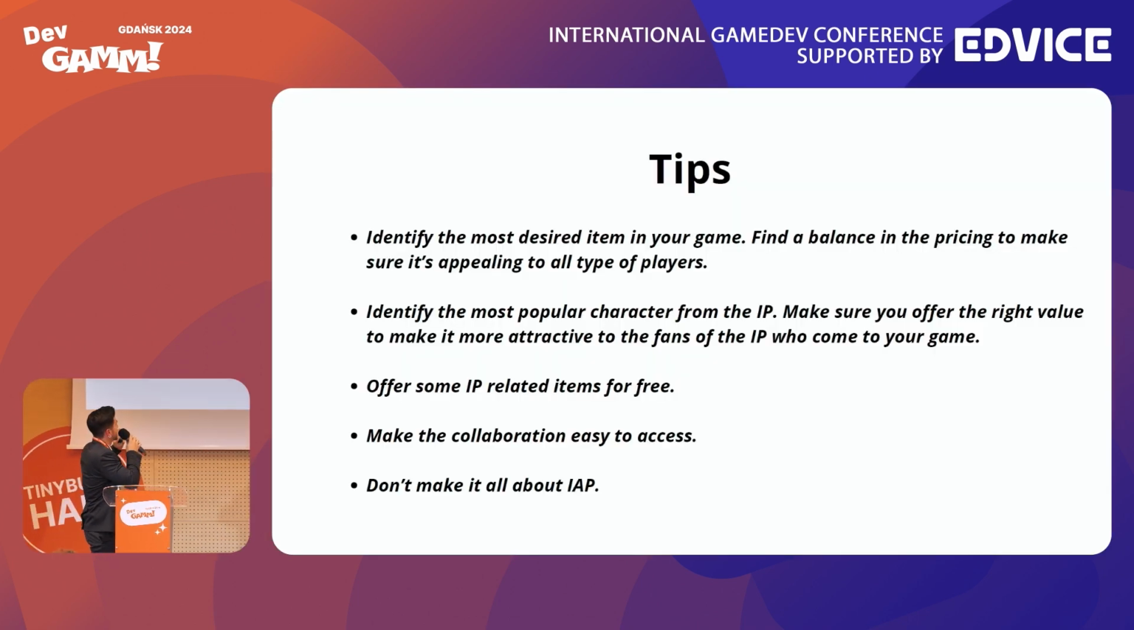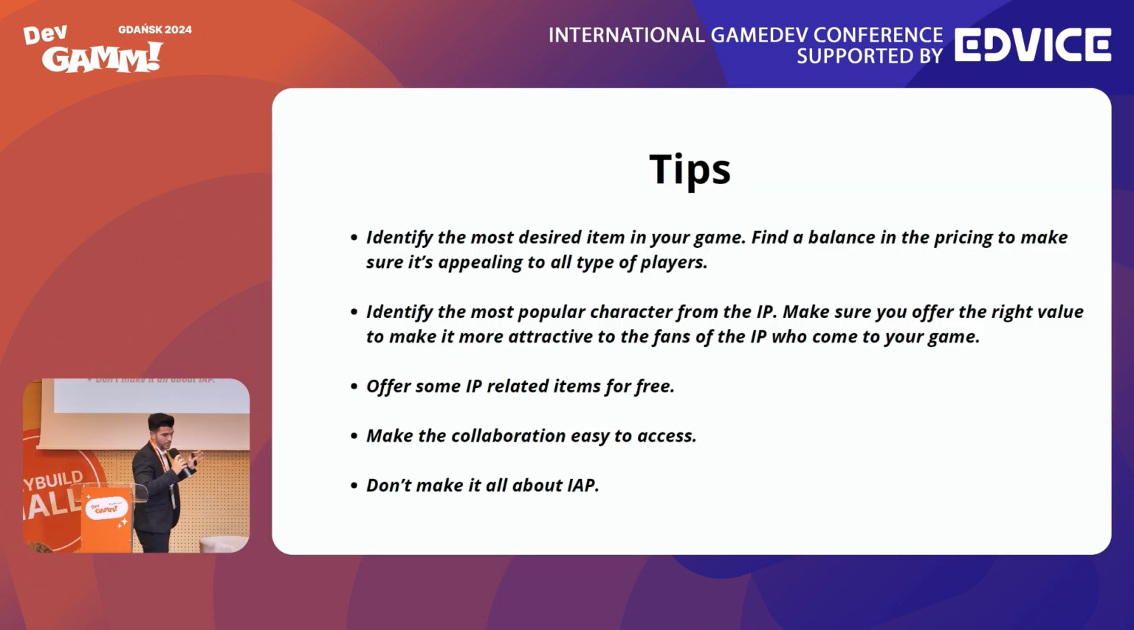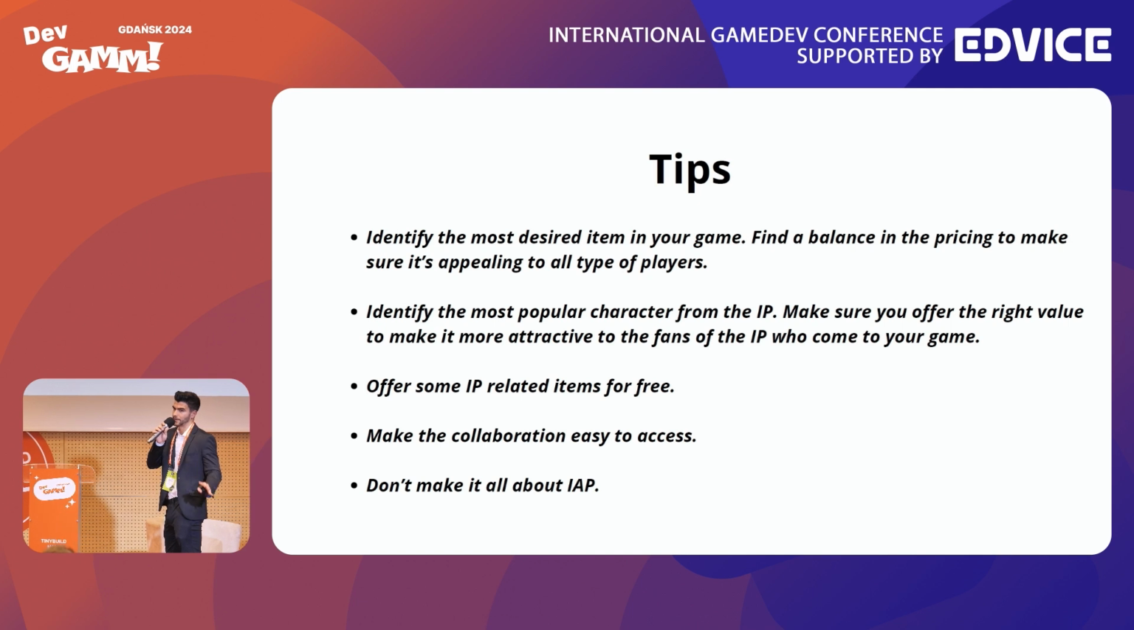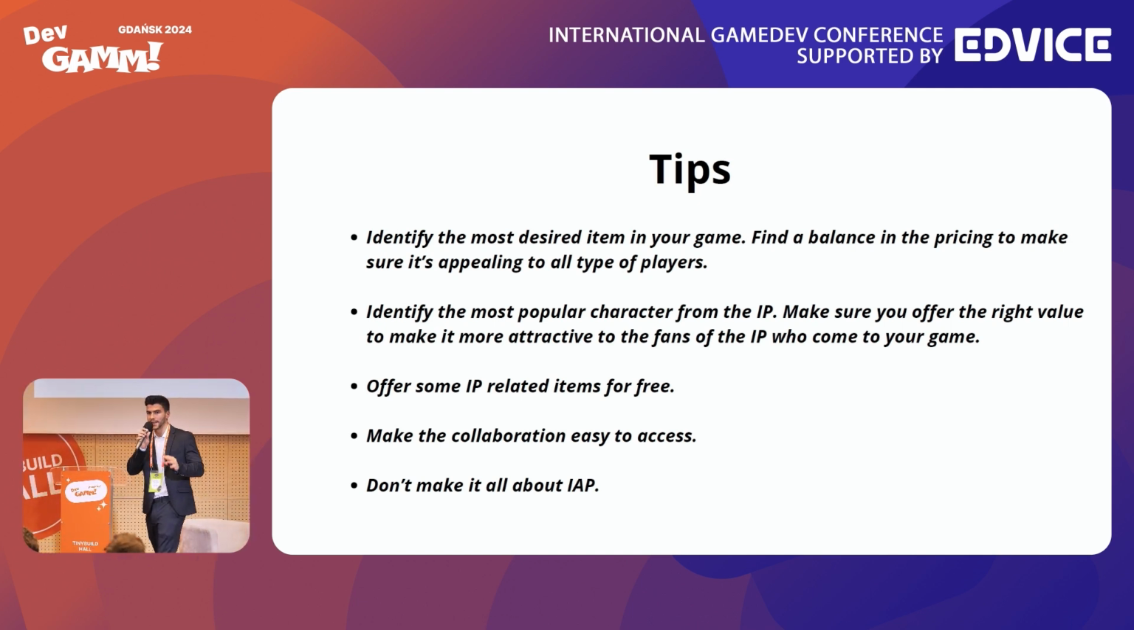Like, for example, the tips I want to give you, really important. I will give you the tips, and then I will show you some examples really quickly. The first one is you have to identify the most desired item in your game. What's the item or the in-app purchase that is most desirable for players and that they spend the most money on? Make sure it's appealing to all types of players. Of course, you can create some bundles that are more for the whales, but make it accessible to everyone. Give them the opportunity to try it. And as I said before, some of the players might be purchasing for the first time, right? So we want to make sure we keep them.